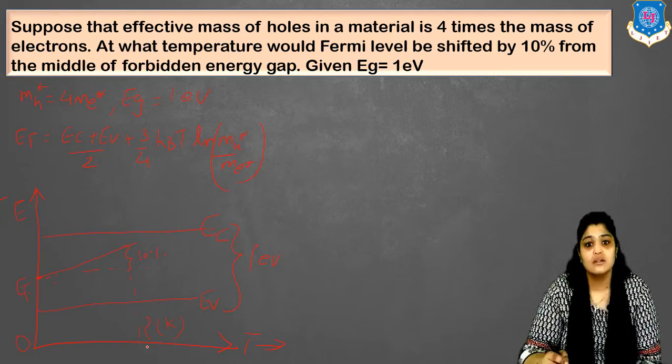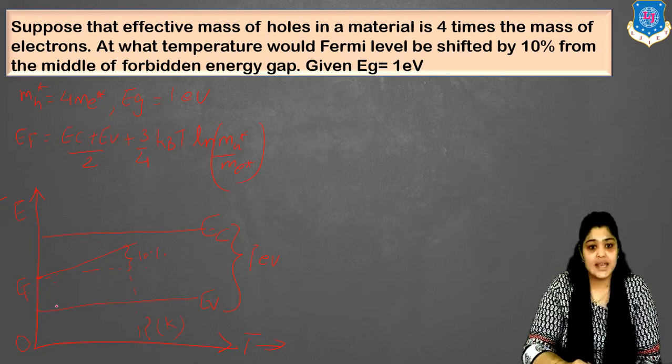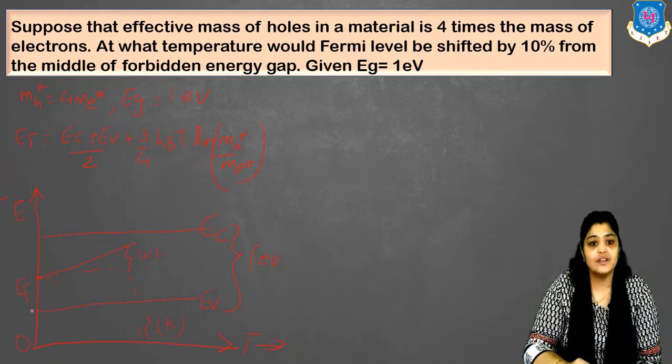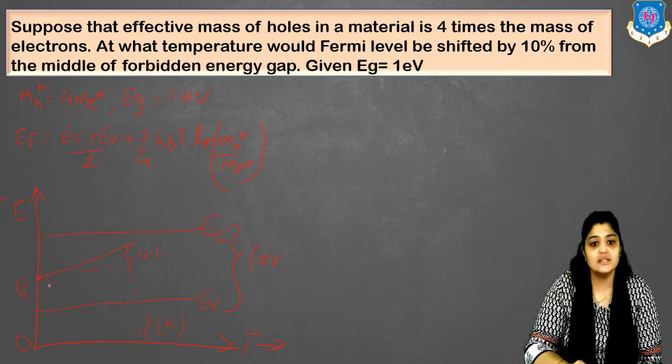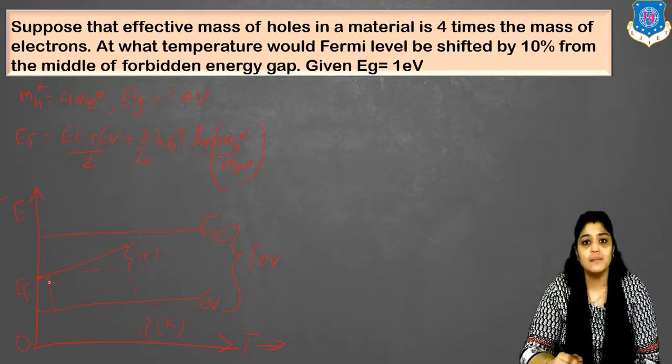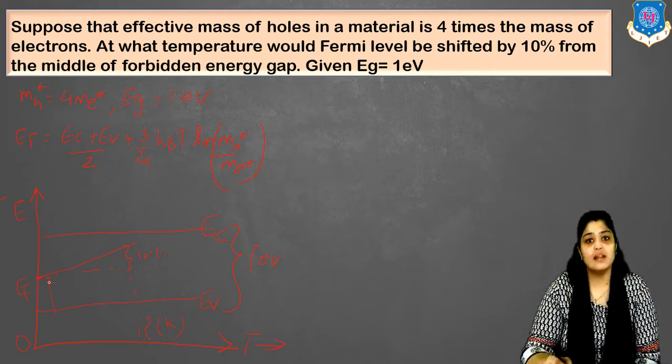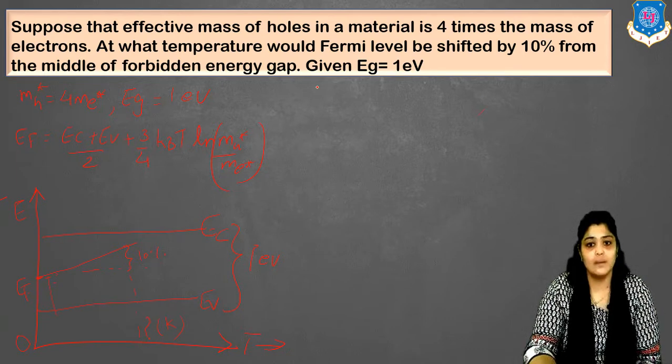Understood the question? So what we are going to do here is, can I just say that at the temperature 0 Kelvin, I have the value of EF as, what is this? This distance is EV. And what is this distance? 0.5. So I say at 0 Kelvin, EF is equals to EV plus 0.5.